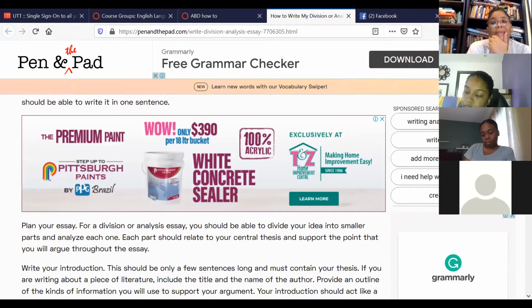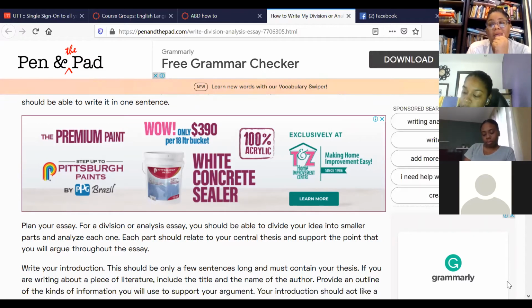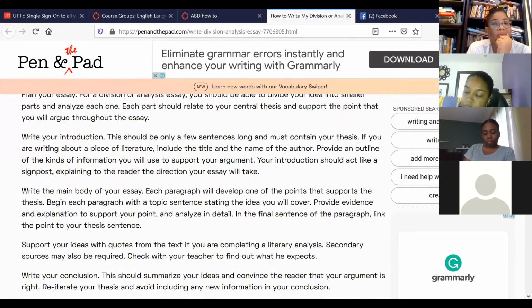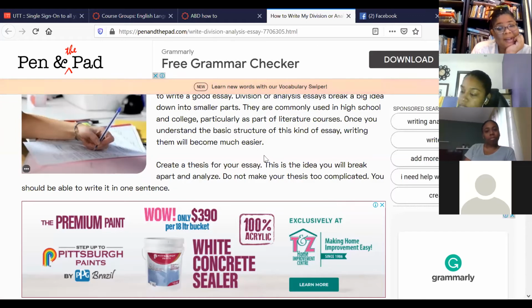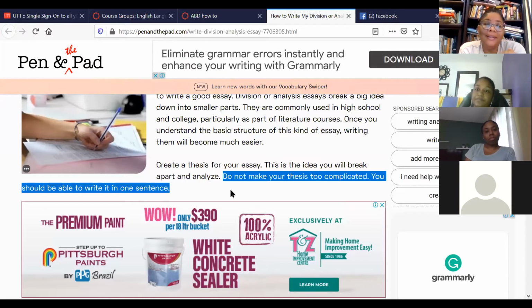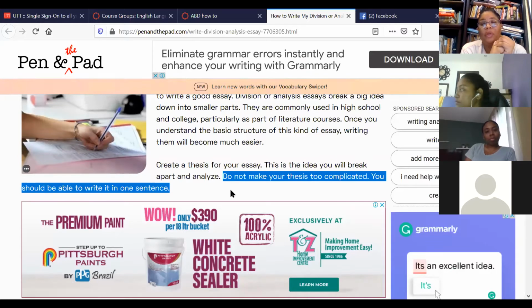Right, so this has some nice tips on writing your essay, including, and I can't emphasize this enough, do not make your thesis too complicated, and it should be one sentence. You need to be able to sum up. This gets more difficult the longer the project, but you have to sum up your thesis in a sentence.